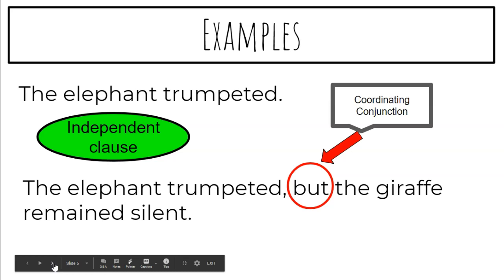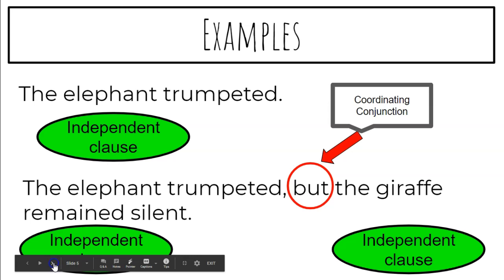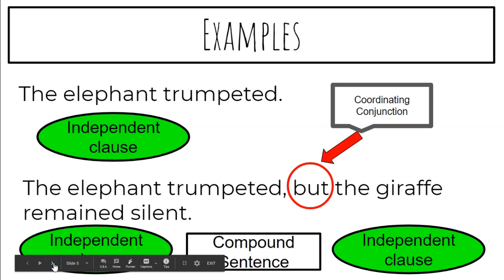So let's see if we have two independent clauses. We have the elephant trumpeted. Well, does it have a subject and a predicate? The elephant is the subject. What did the elephant do? It trumpeted, so that's independent. Let's look at the second part. The giraffe remained silent. So we have another subject, which was the giraffe. What did the giraffe do? It remained silent. So we have a predicate. So that also is independent. So if we have an independent clause plus an independent clause, it means we have a compound sentence, okay?